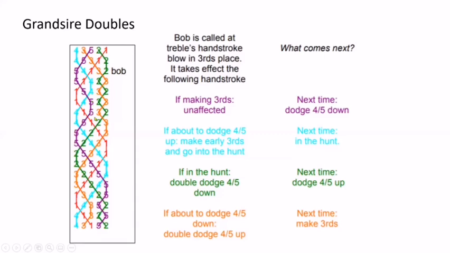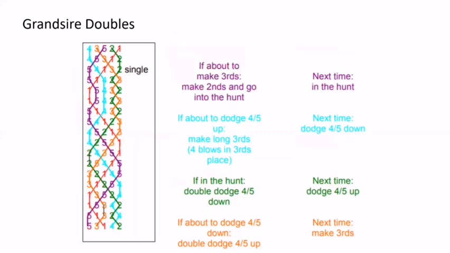Now let's have a look at the single. Now, first thing to look at is that 2 bells do the same thing at a single as they did at a bob. The bell that was in the hunt double dodges 4/5 down, comes out of the hunt, and this bell that was going to go round to 4/5 down double dodges 4/5 up, just like in the bob.